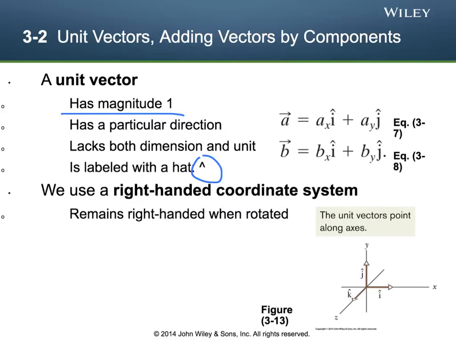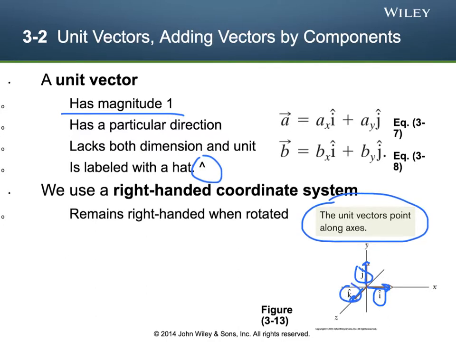And the unit vector points along the axis. So the unit vector that is just one unit along the x-axis we call i hat. And the unit vector that is one unit along the y-axis we call j hat. And the unit vector that is one unit along the z-axis we call k hat.